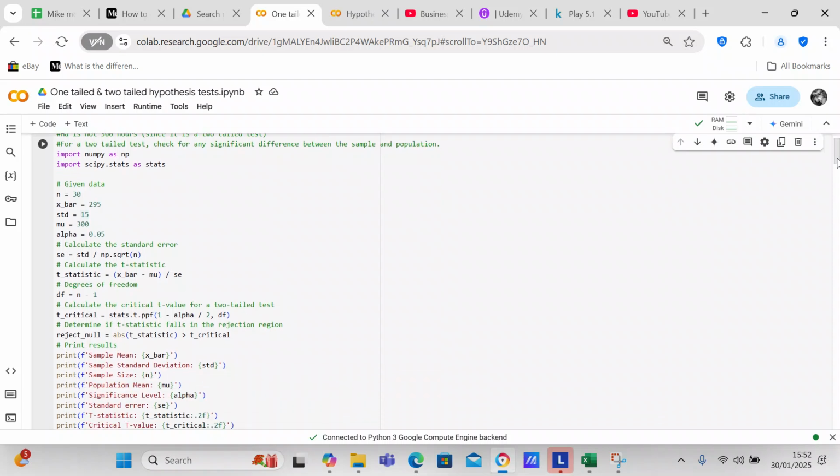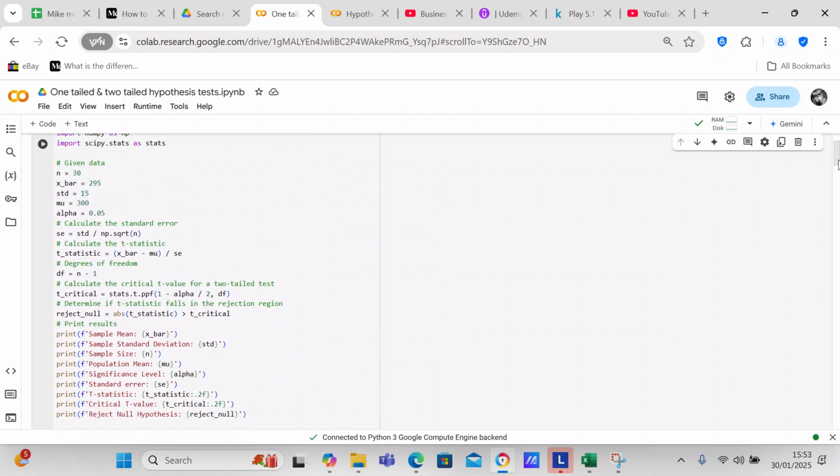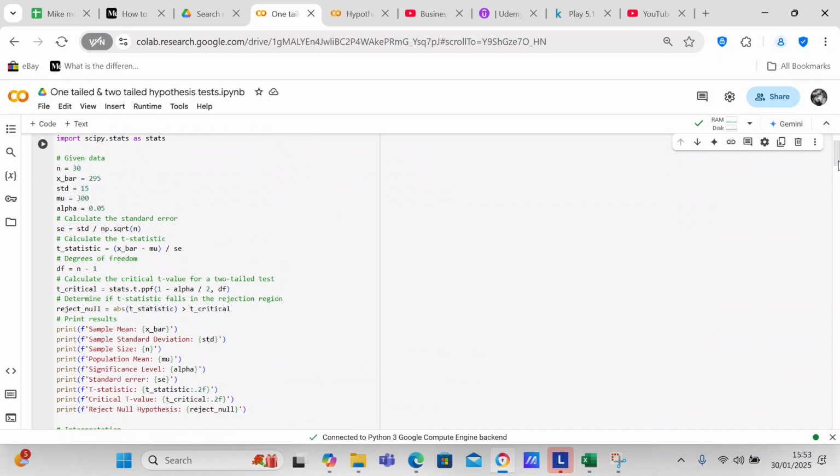This is done in Python, and we're using Google Colab to make this script. We're going to import our libraries, which are numpy and scipy.stats. And so we're going to give our given data. n is your sample size, 30. X bar is the mean of the sample, and that's 295. STD is your standard deviation, that's 15. Mu is the mean of the population. Alpha is your significance level, and it's 0.05.